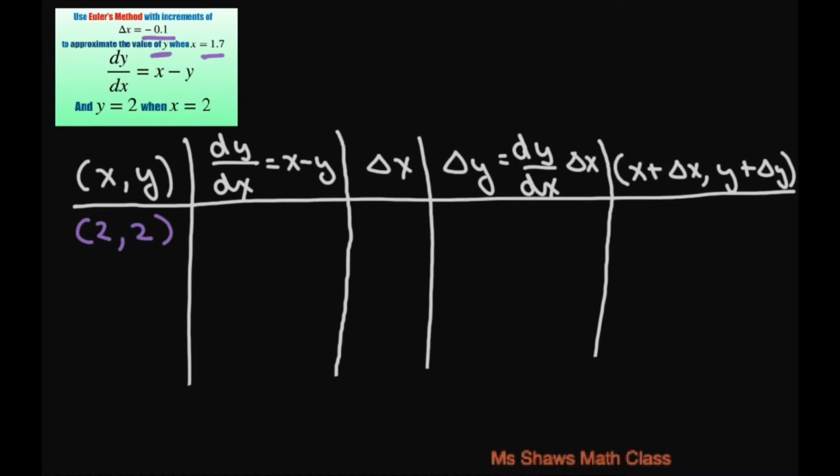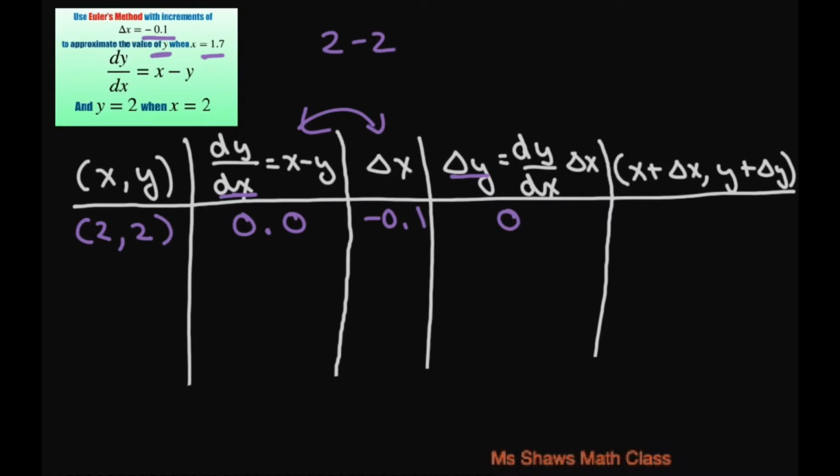The first thing we're going to do is find the derivative of y with respect to x. That's going to be x minus y. So you just subtract 2 minus 2, and we get 0. Let's put it in decimal form, so it's 0.0. Our change of x is negative 0.1, and the reason we got this is so we can find change in y. Now, our change in y is when you multiply these two, so this is still going to be just 0.